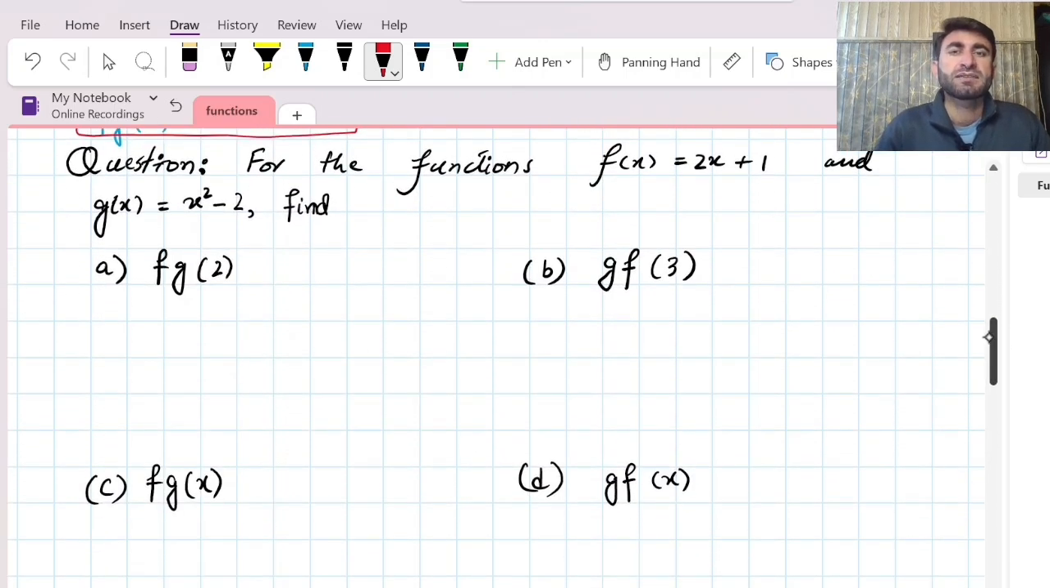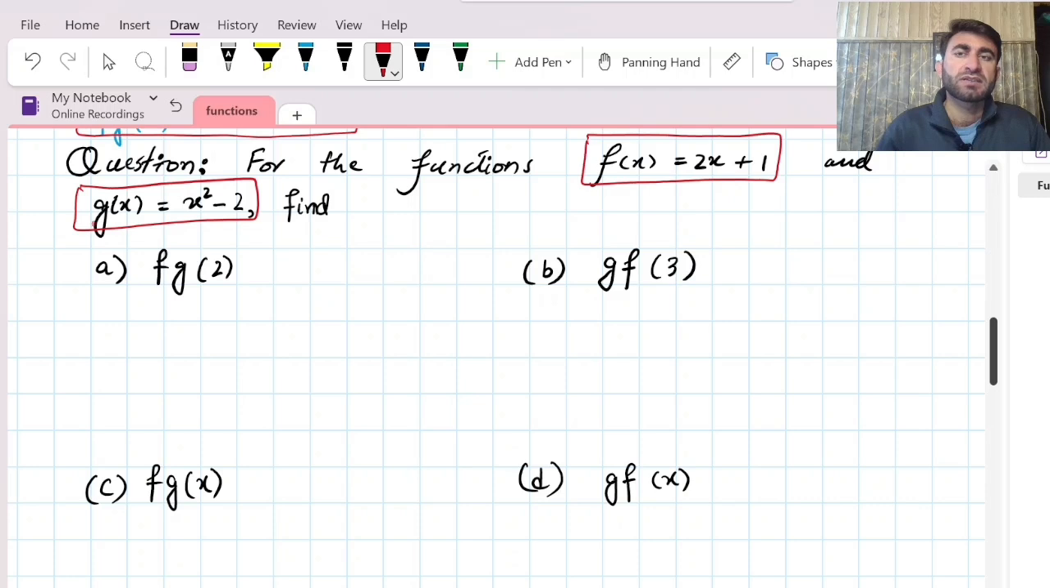Now let's discuss this question where the function f of x is given as 2x plus 1, while function g of x is given as x square minus 2. And we are asked to find fg of 2. Here we do not need to find the composition of the functions and then replace the value.